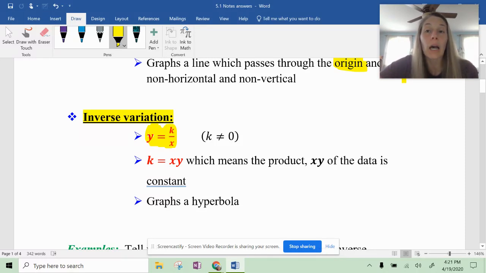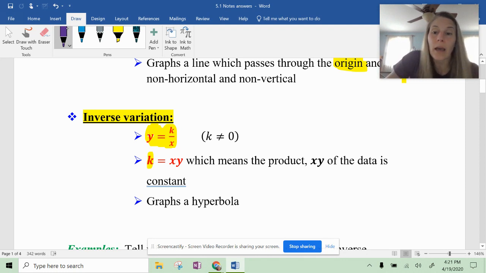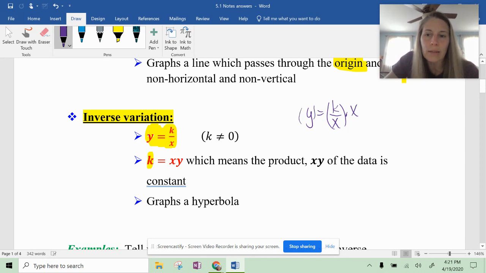So when you're finding the constant, instead of dividing like we did for direct variation, where it was like doing slope, this time you would multiply the x and the y. That makes sense, because if you have the equation y equals k over x and you want to get the k by itself, you'd multiply x on both sides. The x's would cancel on one side, leaving k by itself, and on the other side you'd be left with x times y. So that's how you would get the k. In this case, it's going to graph something called a hyperbola.